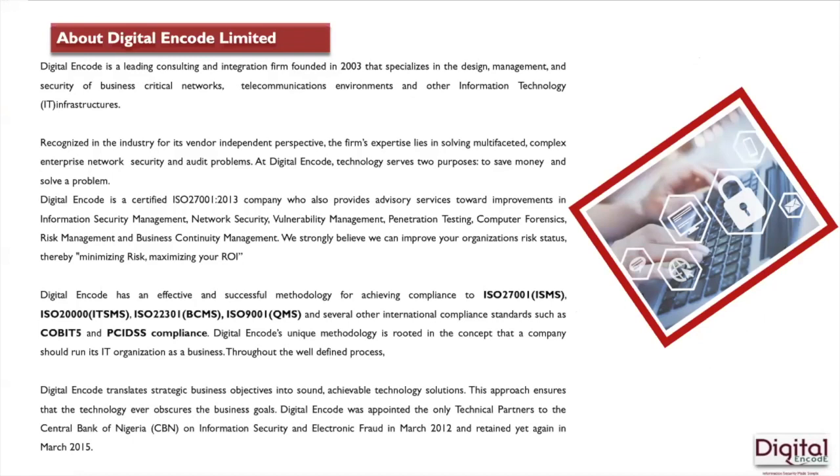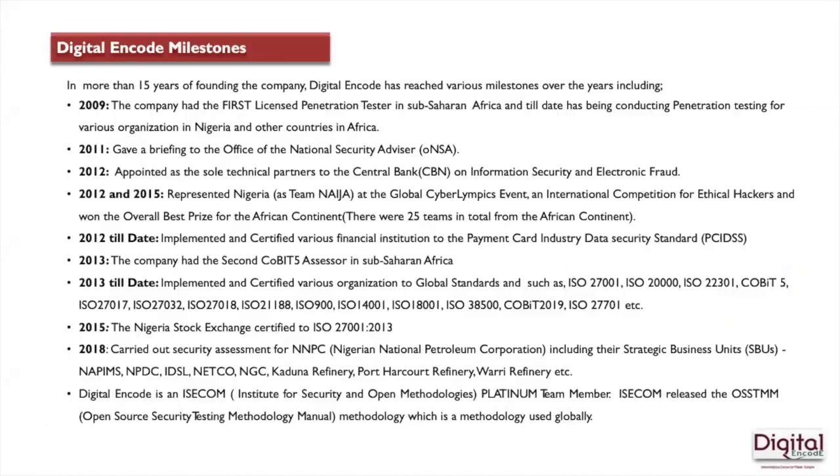Technology to us in Digital Encode serves two purposes. The first is to solve a problem, while the other is to save money. As much as we are a certified ISO 27001 company, we also help to translate strategic business objectives into achievable technology solutions. In 2012, we were appointed as the only technical partner to the Central Bank of Nigeria on information security and electronic fraud, which we retained yet again in 2015, which brings us to the next thing I'm going to be talking about. That's more than 15 years of existence.